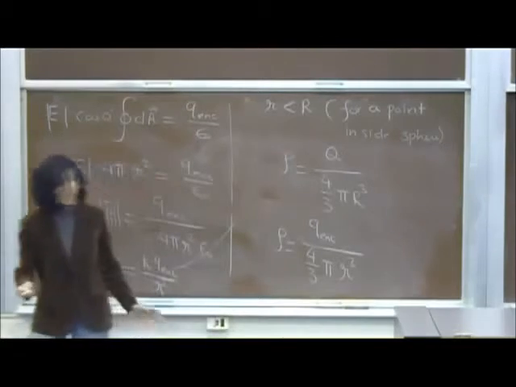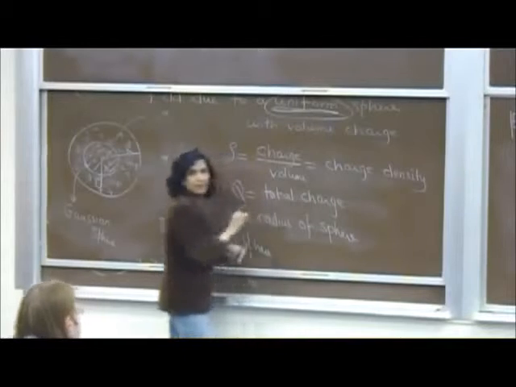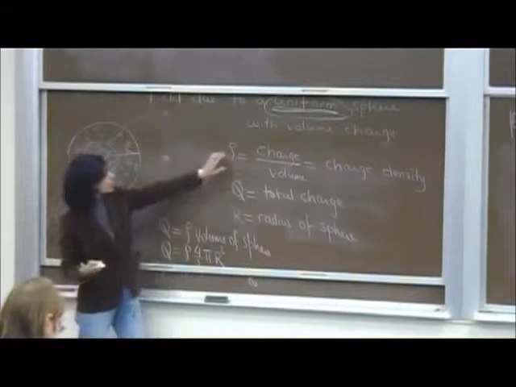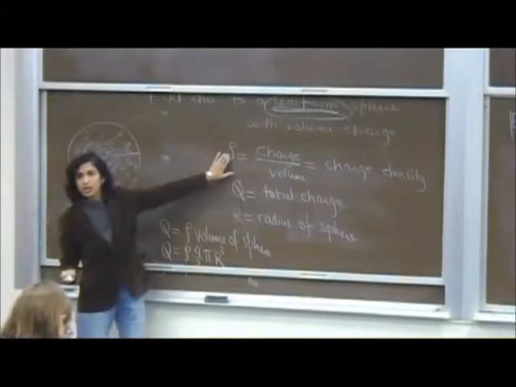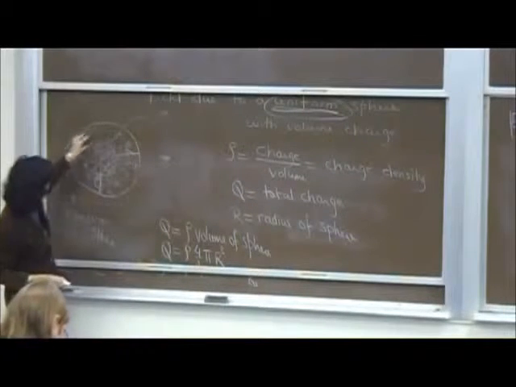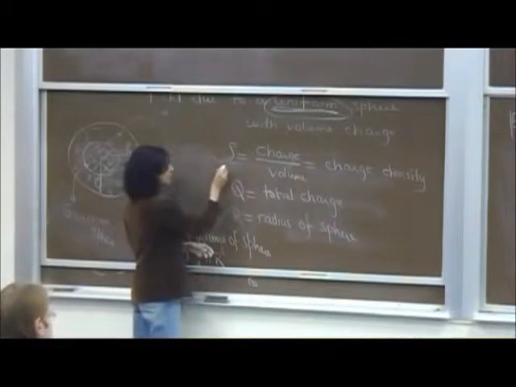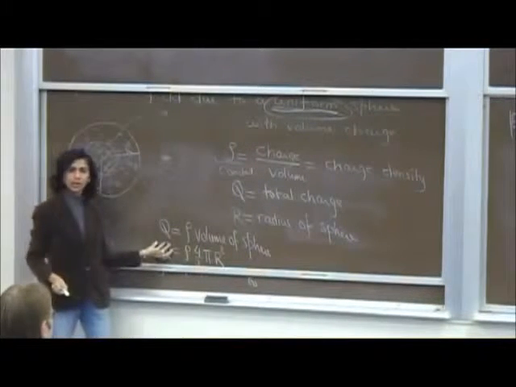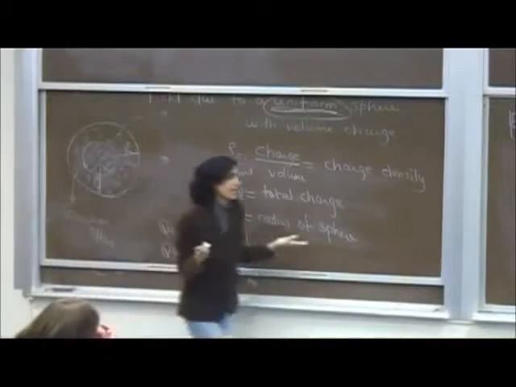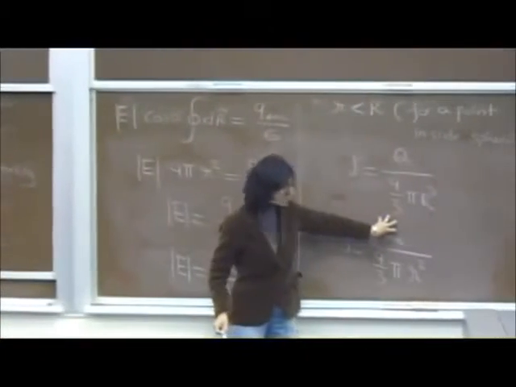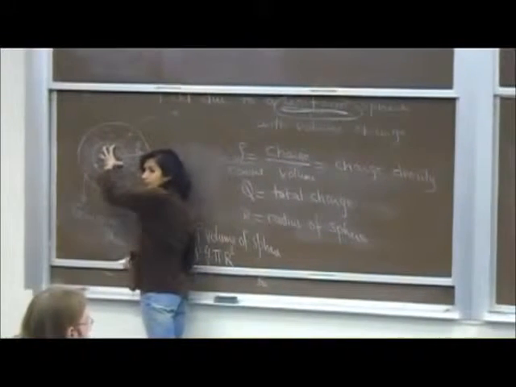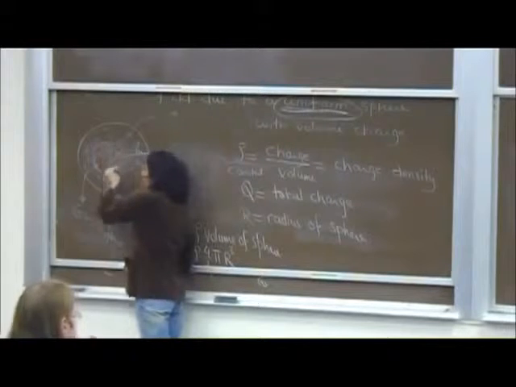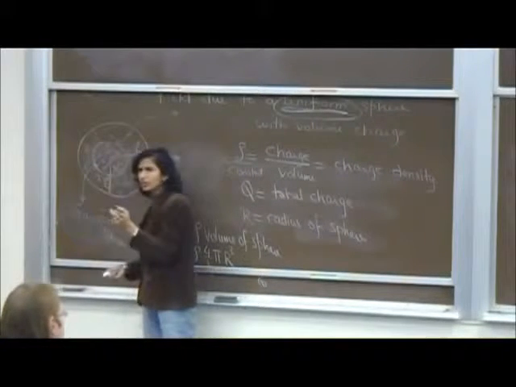Exactly, that's absolutely correct, because if the charge is uniformly distributed on the sphere, that means rho is constant. This thing is not changing. It's the same in this region, this region, this region, everywhere. So rho is a constant thing. And that means the total charge divided by the total volume is the same as the charge that is enclosed in this little volume divided by the volume of this little sphere. Does that make sense to everybody?